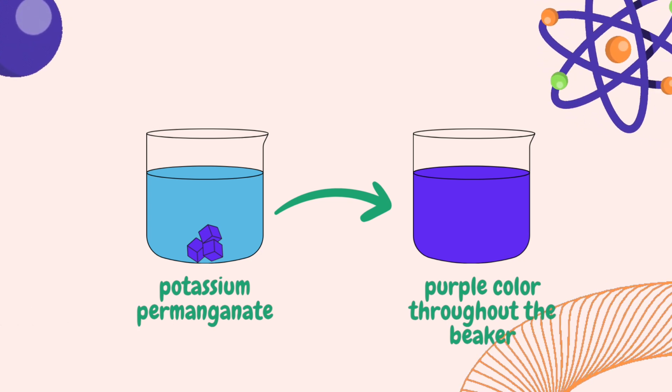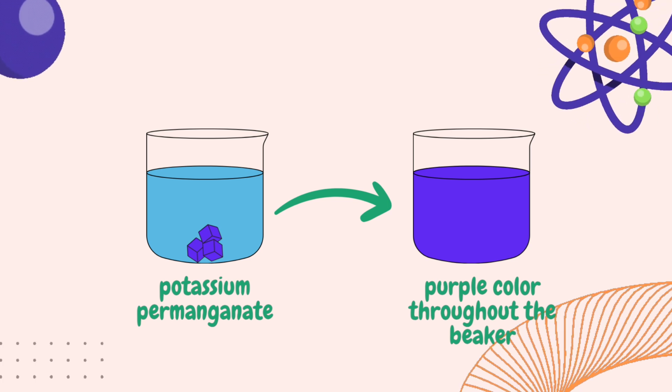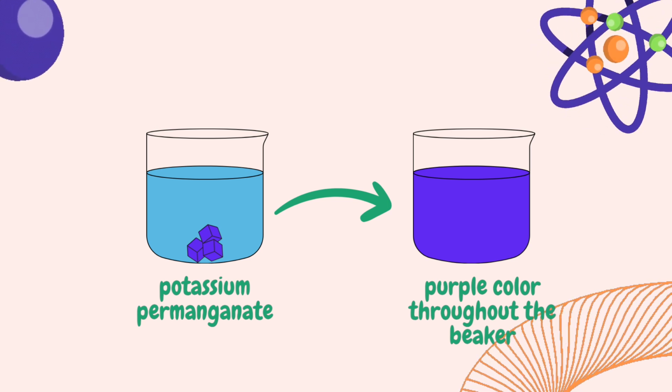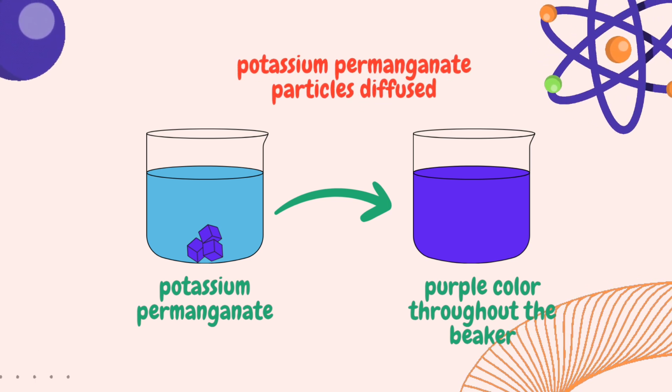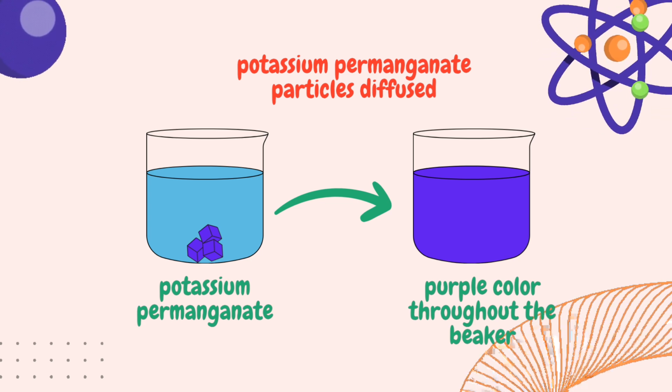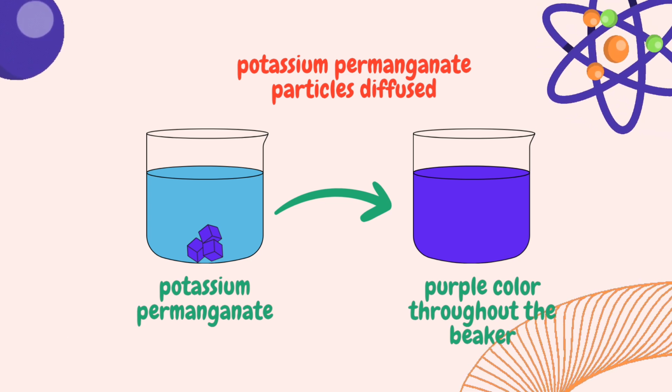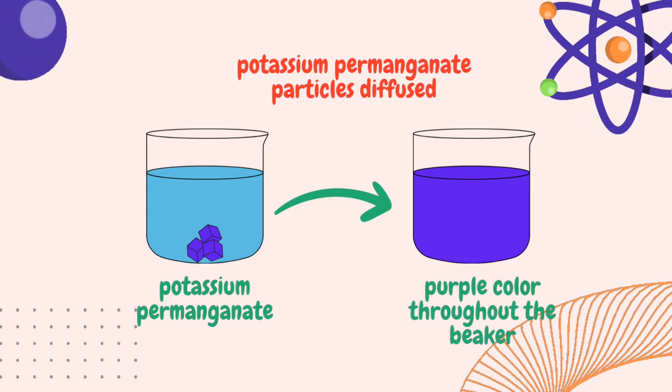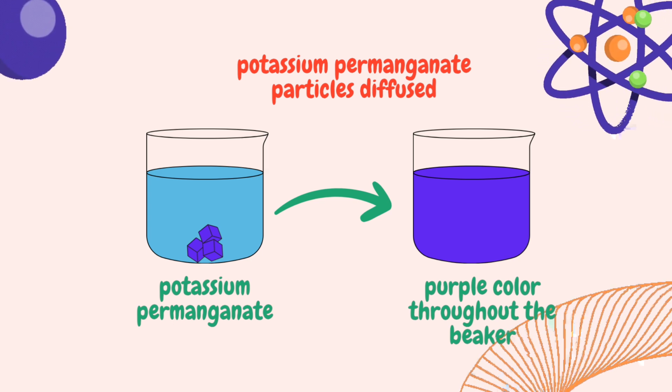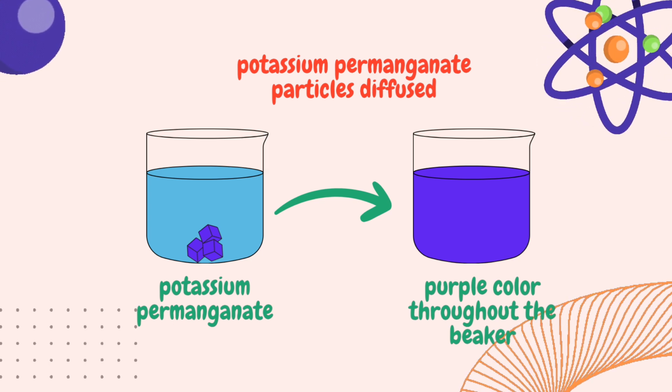The reason why potassium permanganate crystals dissolved and the purple color spread throughout the beaker is that potassium permanganate particles diffused from the region of higher concentration to the region of lower concentration. The even distribution of potassium permanganate particles is shown by the purple color spread throughout the beaker.